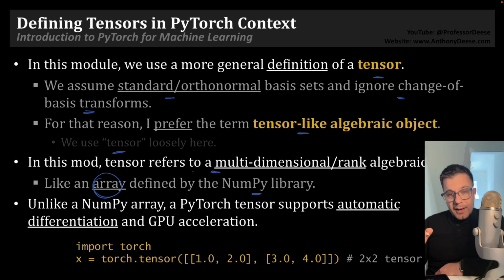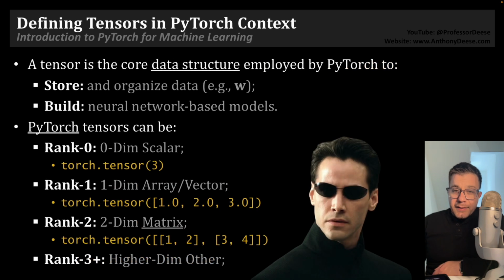But unlike a NumPy-based array, a PyTorch tensor supports automatic differentiation as well as GPU acceleration. We talked about what automatic differentiation was as part of the overview, and we'll discuss it briefly again. Here is an example of some Python code where we import the Torch library as well as create a basic tensor, a 2x2 tensor that contains 1, 2, 3, and 4. A tensor is the core data structure employed by PyTorch to store and organize data. One example would be synapse weights or training data, as well as building neural network-based models.